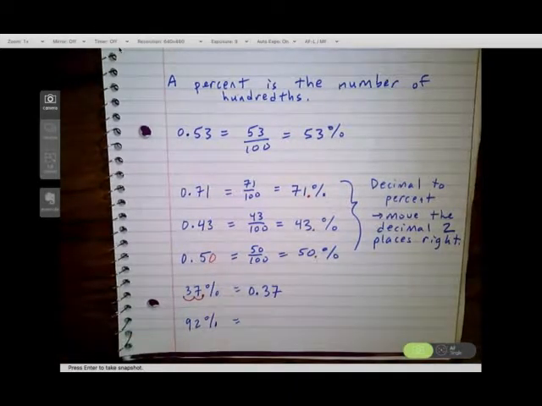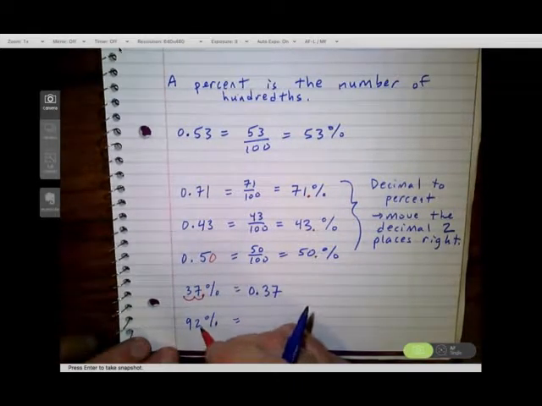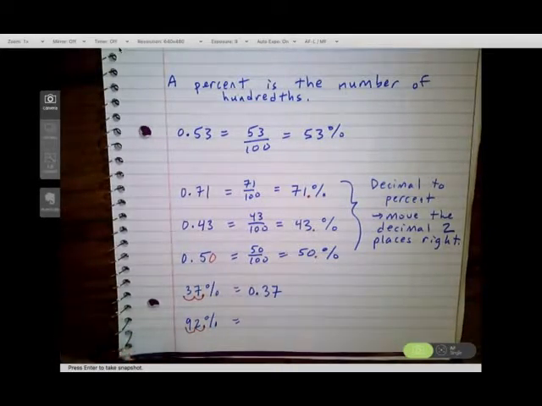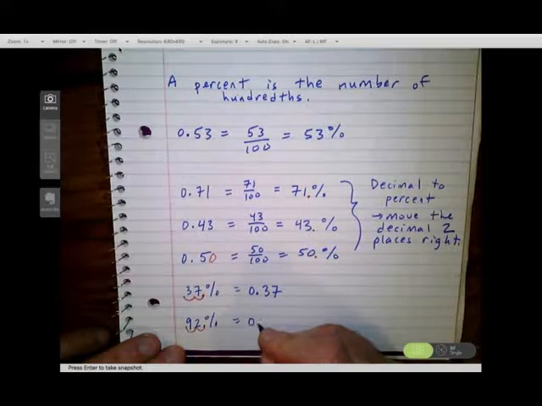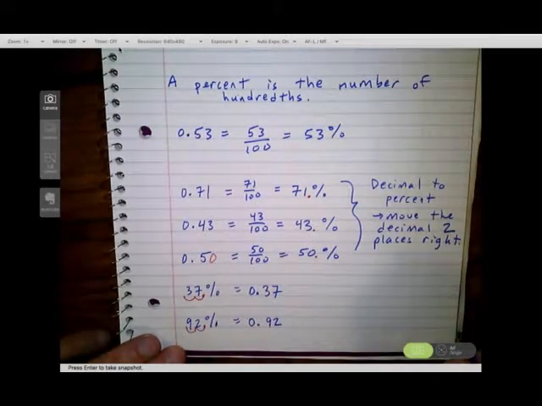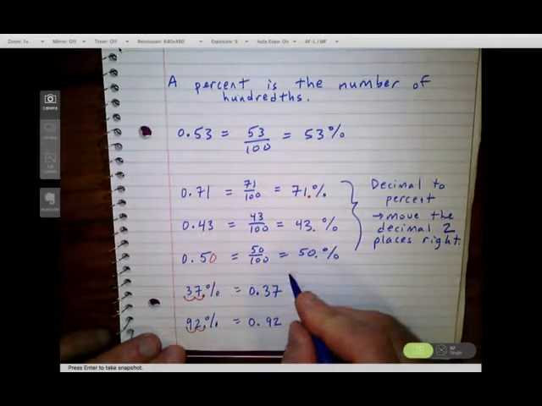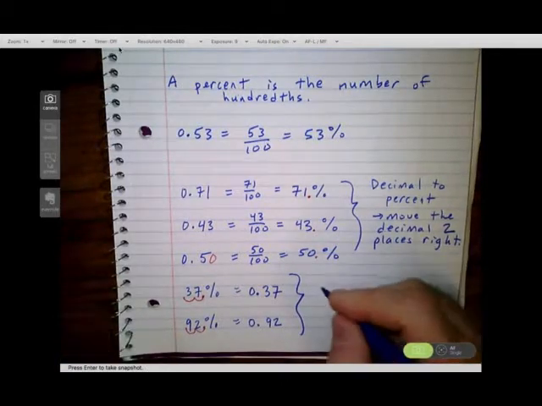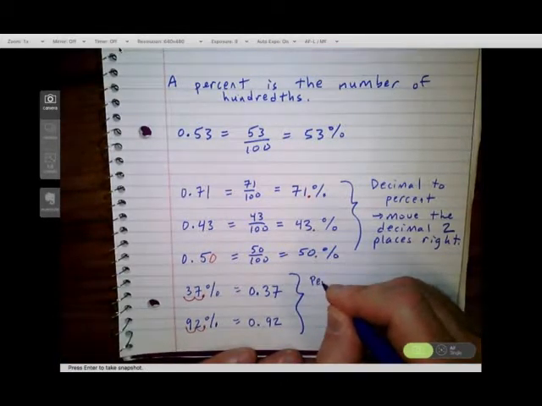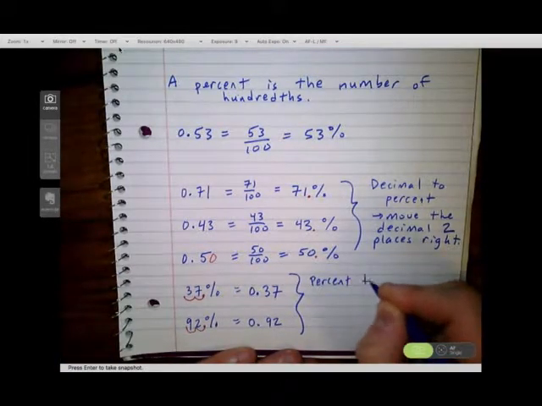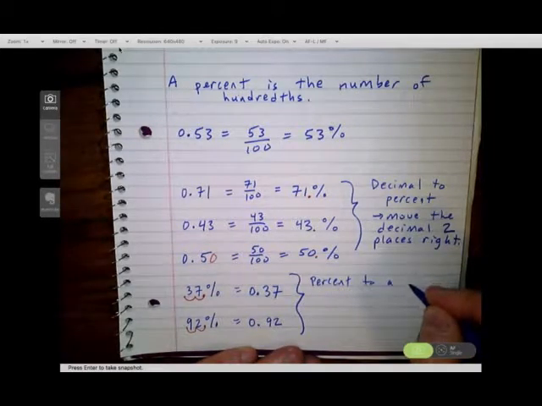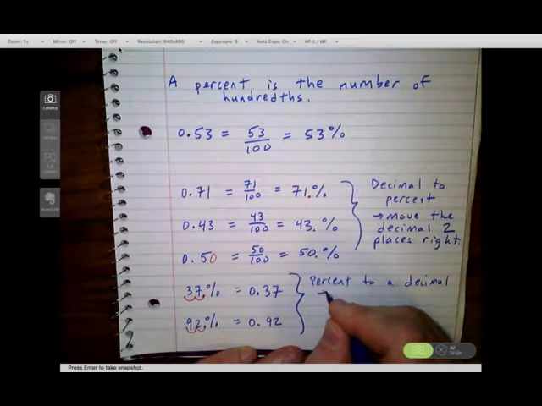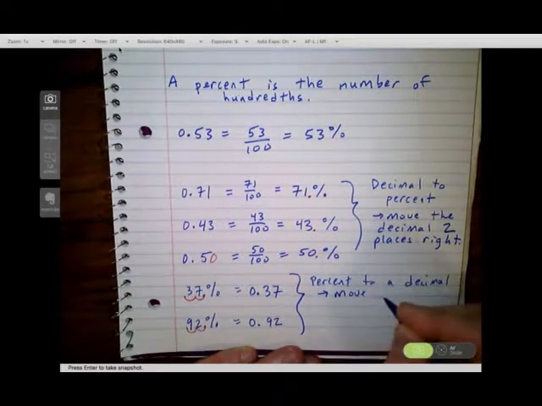Okay, one more here, 92%, the decimal's at the end, 1, 2 places to the left, and I get 0.92, or 92 hundredths. Alright, so let me write that out for you here. So if we're going from a percent to a decimal, we're going to move the decimal 2 places to the left.